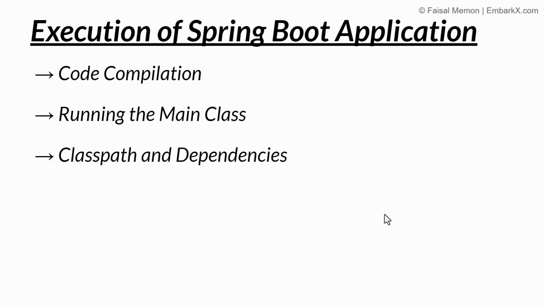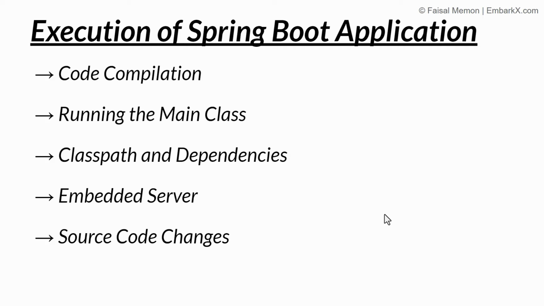Then we talk about class paths and dependencies. When you run the application without a jar, the class path must be set up correctly to include the compiled classes and any required dependencies. The class path specifies the location where the Java runtime can find the necessary classes and resources. Embedded server. If your Spring Boot application is a web application, the application typically includes an embedded web server, and when you run the main class, the embedded server starts and the application becomes accessible via HTTP endpoints.